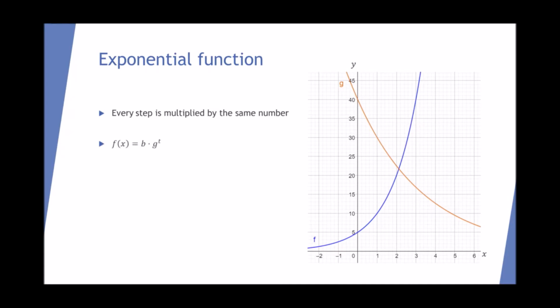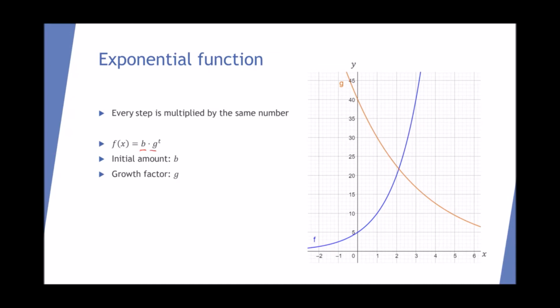Now the function for this looks like so: f(x) equals b times g to the power of t. Because we usually talk about amounts with exponential functions, it may be about a deer population or about money in your bank account, that sort of thing. We don't talk about the y-intercept, we instead talk about the initial amount, and that is the b in our function. And then the number that we multiply by every time, we call that the growth vector, and we use the letter g for that in our function.